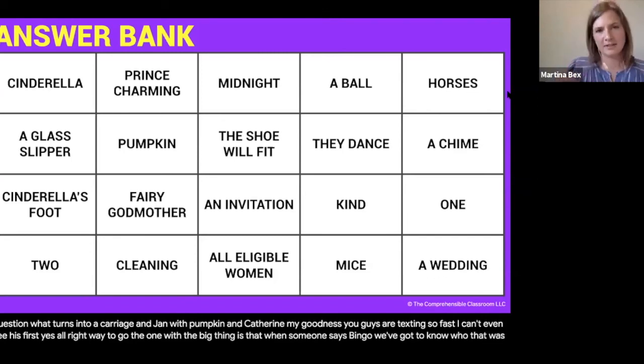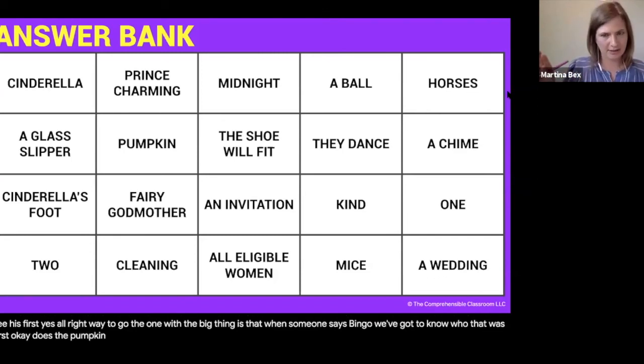That's one of those kinds of processing questions that you can ask your students to make sure that they're interpreting, that they're receiving the message that you intended for them to receive.